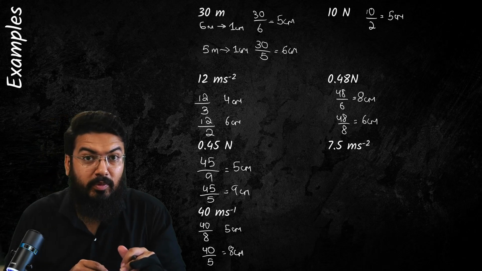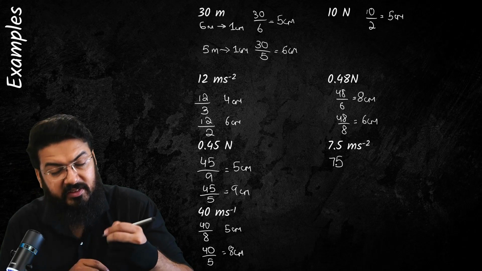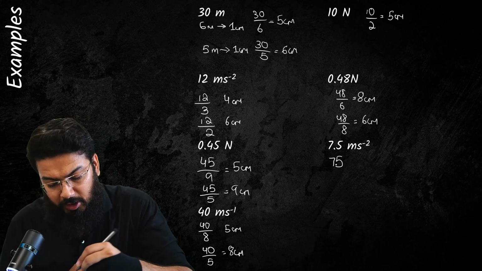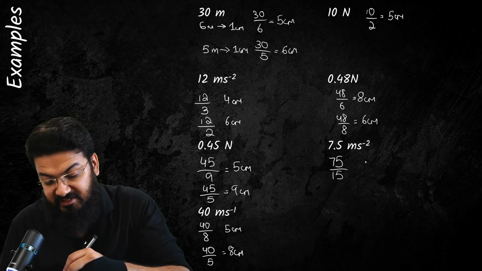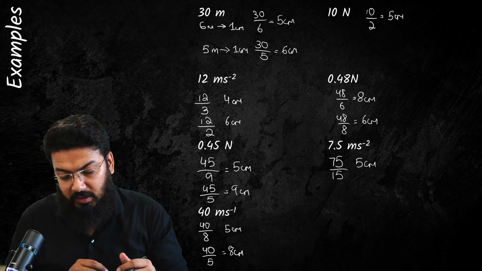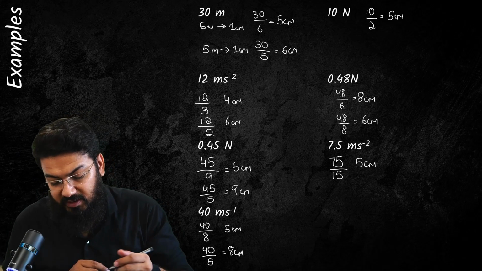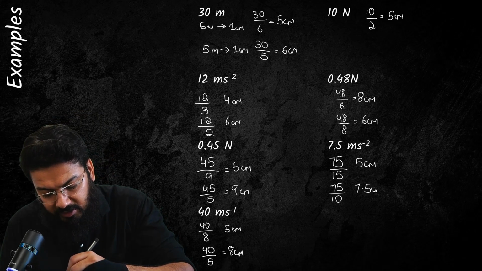Then you have 7.5 meters per second. Again, ignore the decimal place: 75. So you can go with 75, maybe divide by 15. That's going to give me a 5 centimeter line. Again, if you can think of some other scale that you can use over here, maybe you can go with 75 divided by 10, which is going to give me a 7.5 centimeter line.